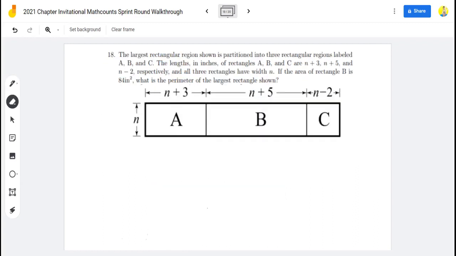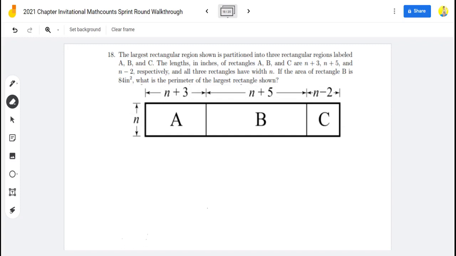Now on to question number 18. The largest rectangular region shown is partitioned into 3 rectangular regions labeled A, B, and C. The lengths in inches of rectangles A, B, and C are n plus 3, n plus 5, and n minus 2 respectively, and all 3 rectangles have width n. If the area of rectangle B is 84 inches squared, what is the perimeter of the largest rectangle shown?